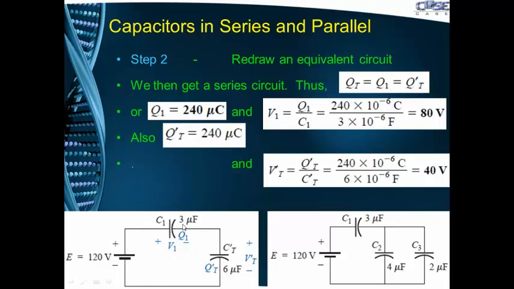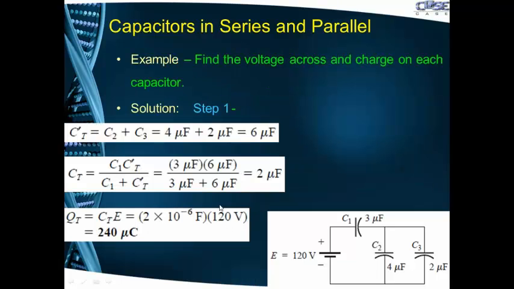So this is 3 micro and this is 6 micro. When you solve these two in series, the formula would be the reciprocal formula. So this is the formula that can be used to find out the total capacitance, that would be 2 microfarad. So once we have the total capacitance and total applied voltage, we can find out total charge by this relationship.